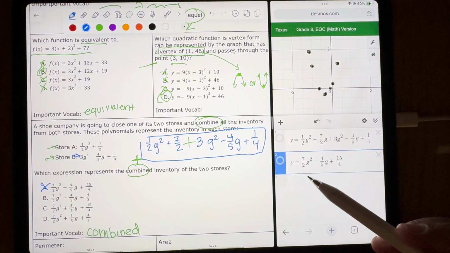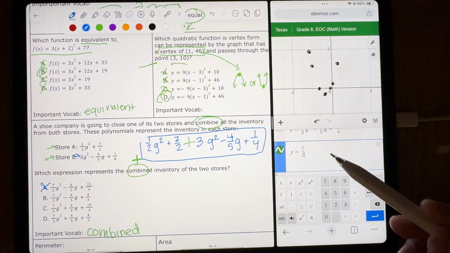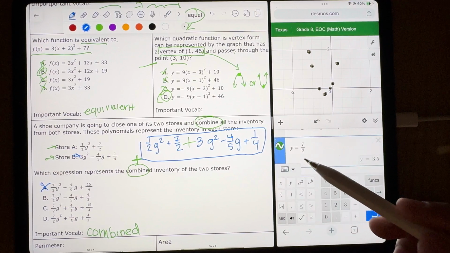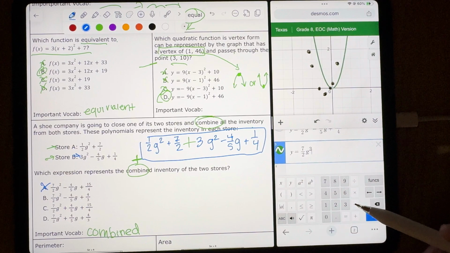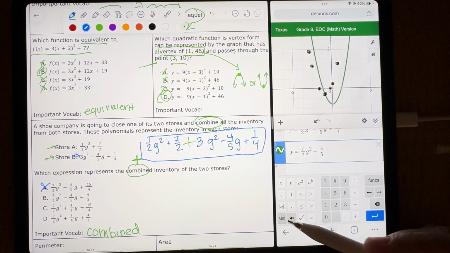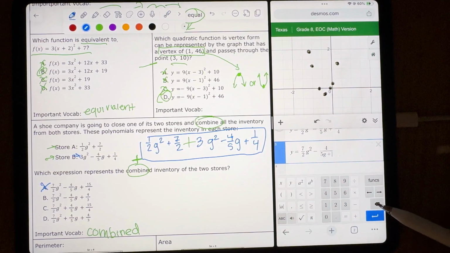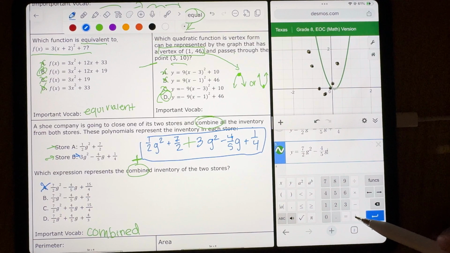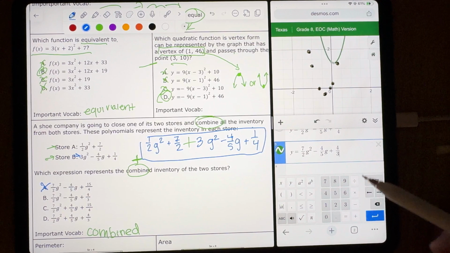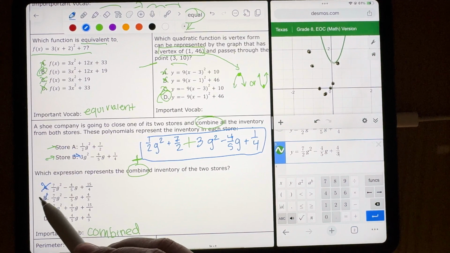Now, let's try B. I have y equals 7 over 2 g squared minus 4 over 5 g plus 4 over 3. And see, this one hits one of my points, but not really good. So B cannot be my answer.